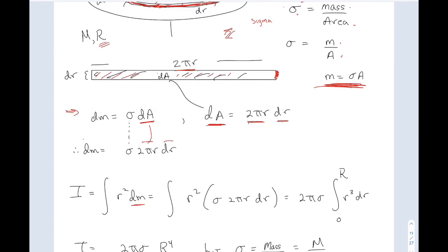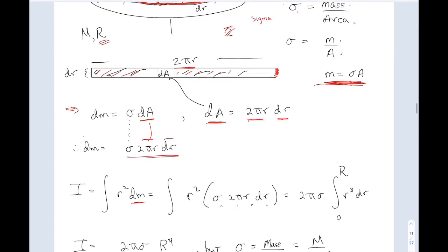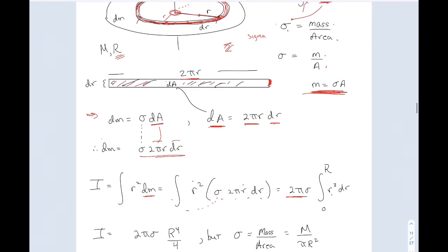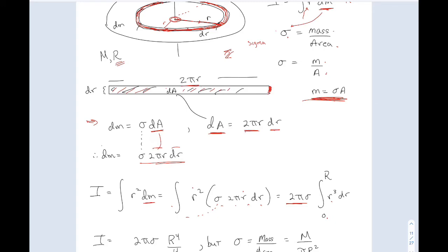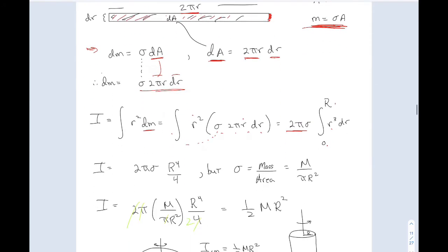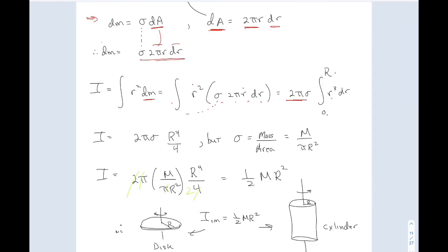So I'm integrating r squared dm, and that's my dm. My 2 pi comes out. My sigma, the area density, comes out because that's constant. I'm integrating what I have left: r times r squared, so I'm integrating r cubed over the disk. The variable r goes from 0 out to the edge, and the disk has radius capital R. I'm just integrating r cubed, so that stuff's outside, and this integrates to r to the 4th over 4.